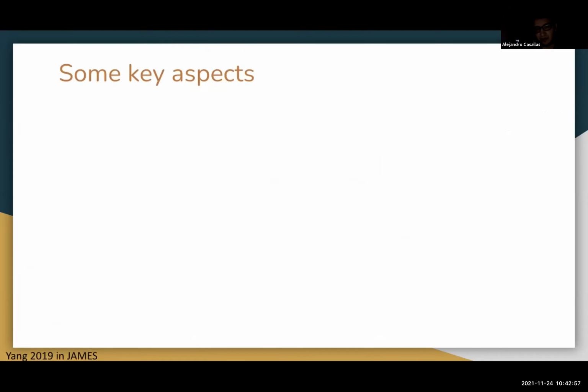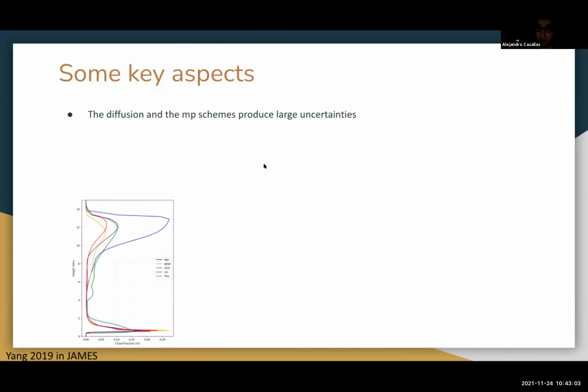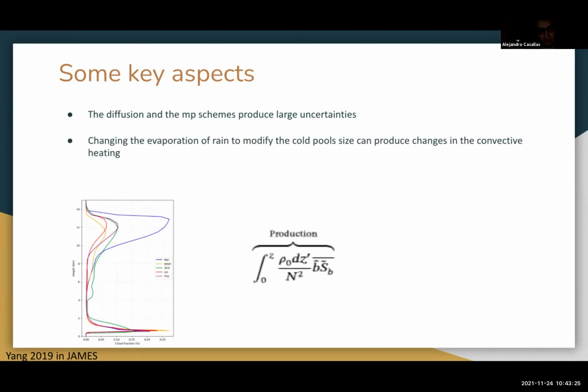So some key aspects that I have coming up are the diffusion and the microphysics schemes produce really large uncertainties, and that's really important, no? Because if you only change the microphysics, see how different are, for example, the anvil percentage or the low clouds, no? So this is one of the main variabilities that you get in, for example, climate change models and everything. Another thing is that if you change the evaporation of rain, you will modify the cold pools, you will increase or decrease the convective heating, and the convective heating can be calculated with this.